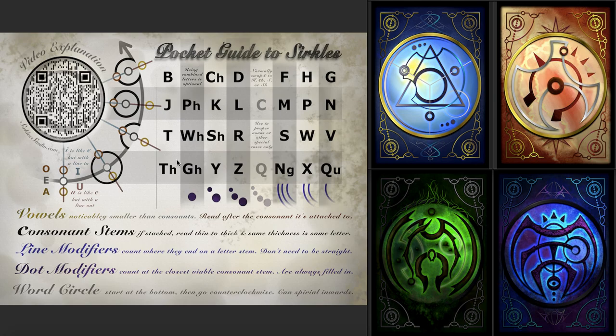So this script, unlike the regular alphabet where there's only one shape for each letter, uses a combination of elements to make the consonants here. And those elements are these letter stems and these modifiers. These stems have a couple of different forms.